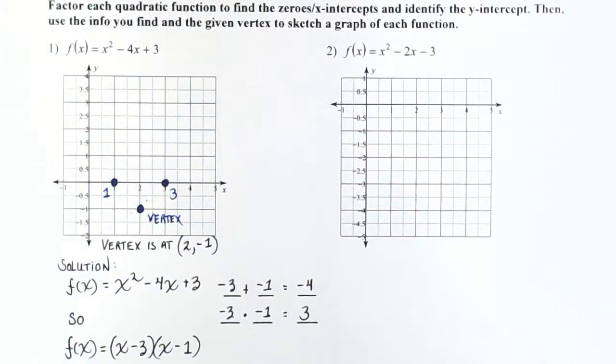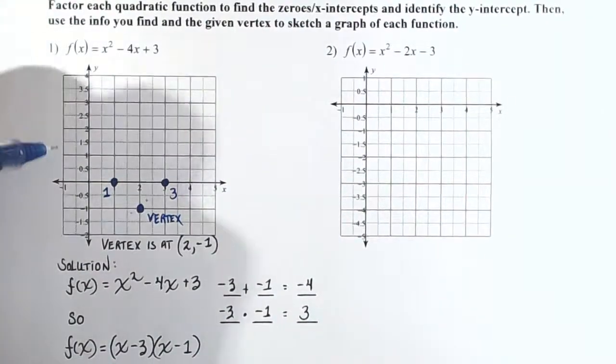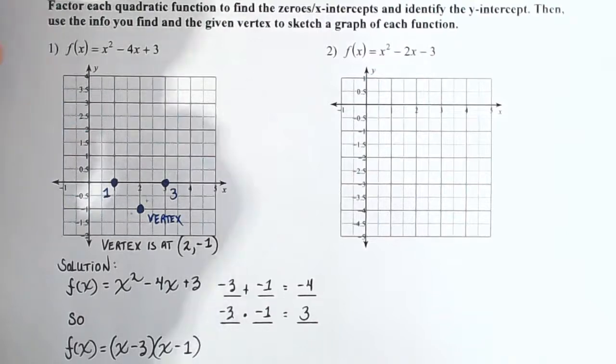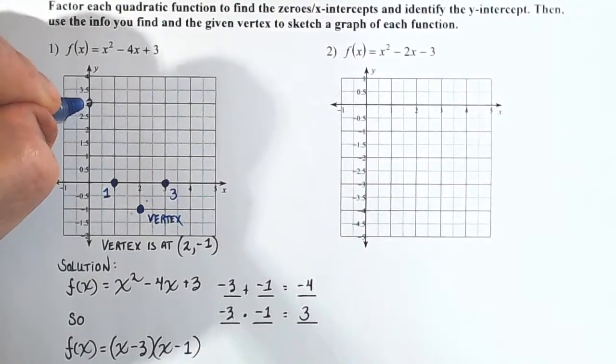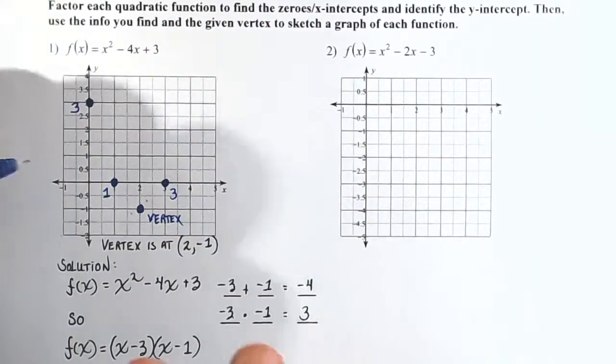Finally, I'll plot the y-intercept. The y-intercept is always this last term, so that would be at 3. Up here on the y-axis, I'll go find 3 right here. Put a big dot. 3. Okay, that's the y-intercept.